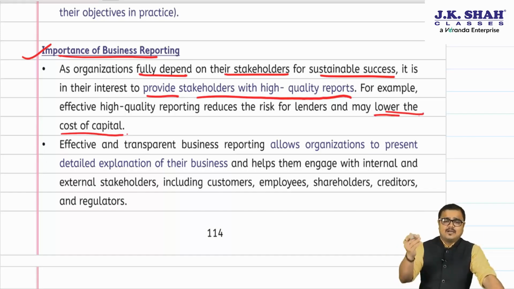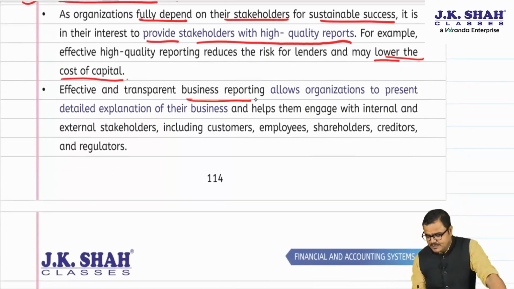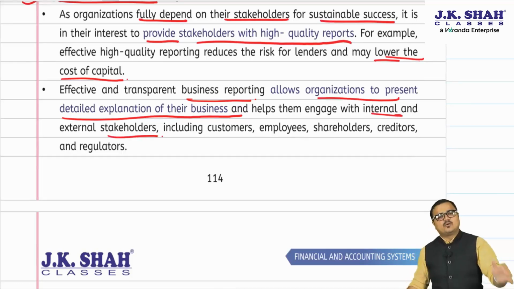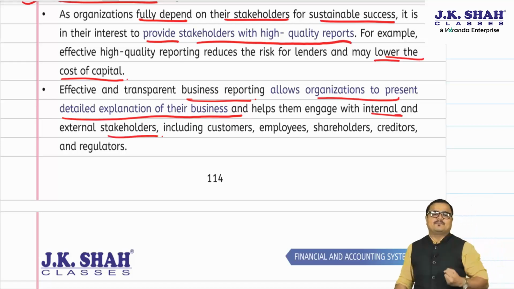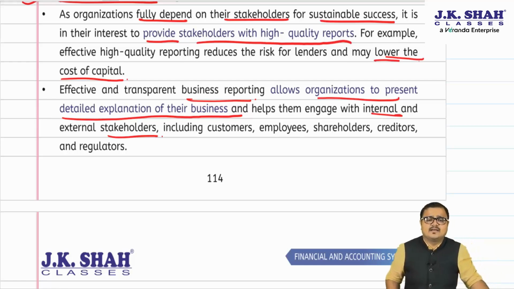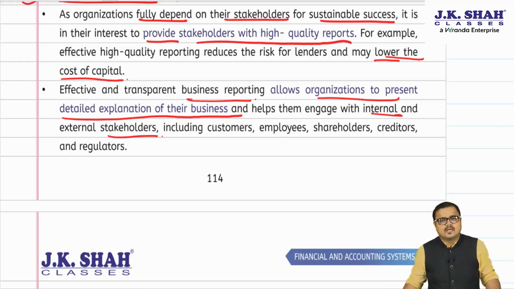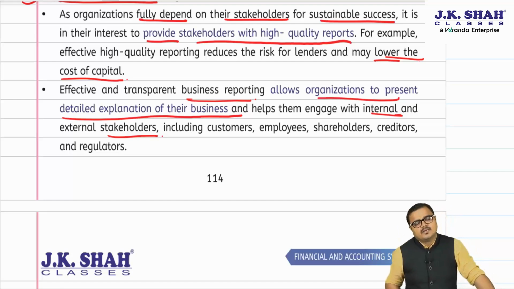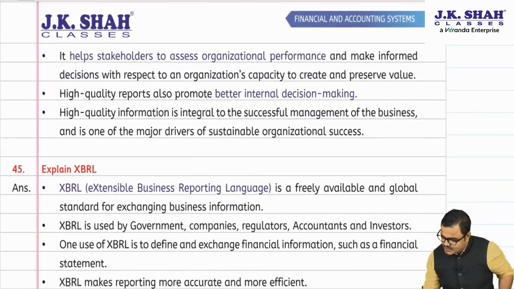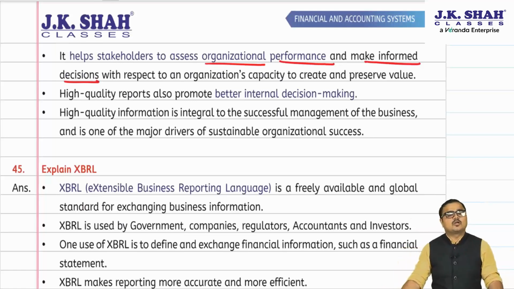The second point I had already discussed with you: effective and transparent business reporting allows the organization to present a detailed explanation of their business, which helps them to engage internal and external stakeholders, including whom? Stakeholders means any person who has a benefit in the company, including our customers, employees, creditors, debtors, and regulators. If it is a listed company, then SEBI is also a stakeholder. It helps the stakeholders to assess the organizational performance and to make a more informed decision to invest or not to invest.